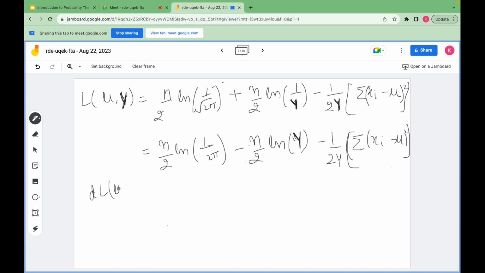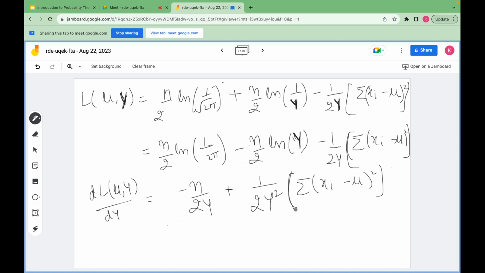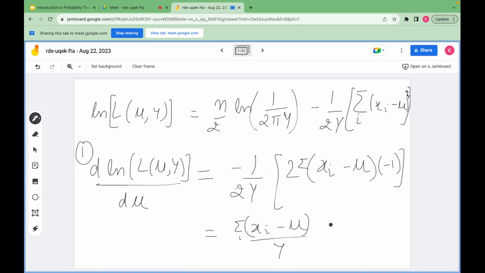Now if we differentiate this, it will become minus n by 2 into 1 by y, plus 1 upon 2 to the power minus 1 by 2 y square, and that minus 1 will come here, so this will become plus, and then xi minus mu whole square. This is equation 2. This is equation 1.